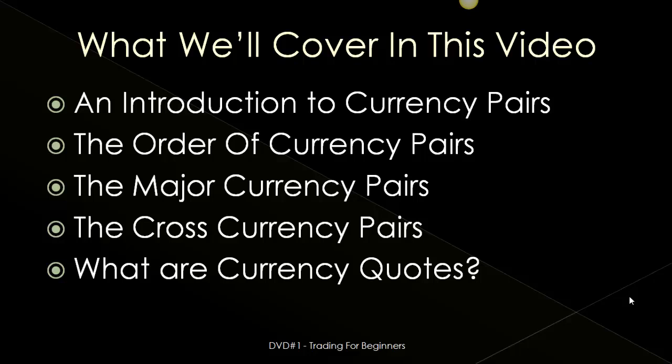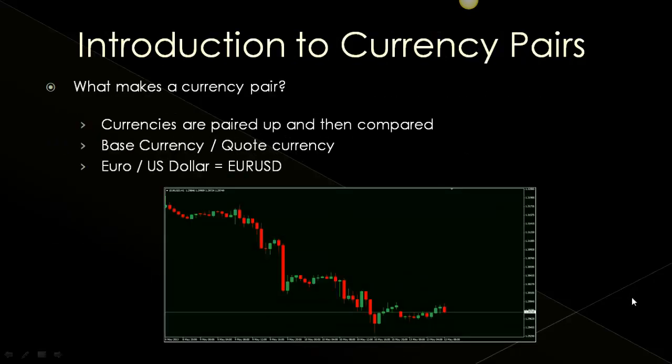So let's get started. What makes a currency pair? When trading Forex, we're going to be trading these pairs. So it's important to know how they're made up and how it all works. Currency pairs are paired up and then compared. On the chart on the screen, you can see a 1-hour Euro-USD chart. The Euro currency is paired up with the US dollar currency.